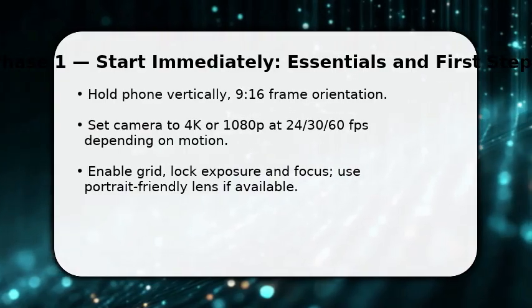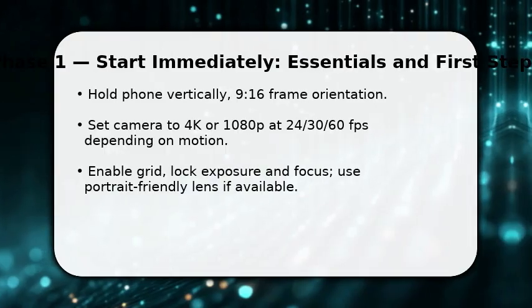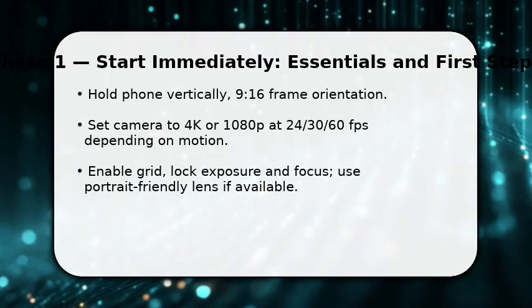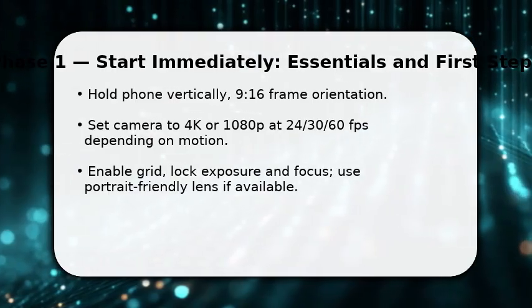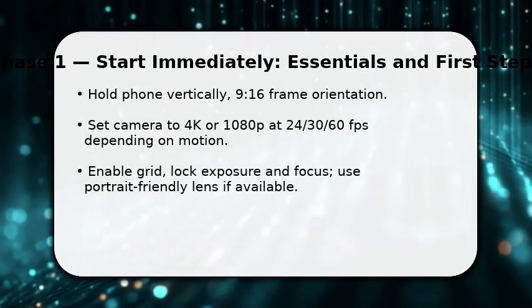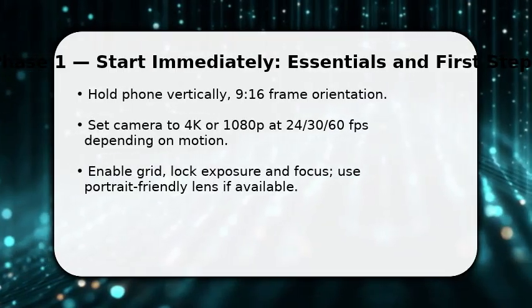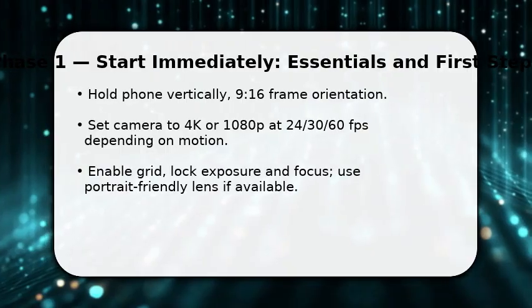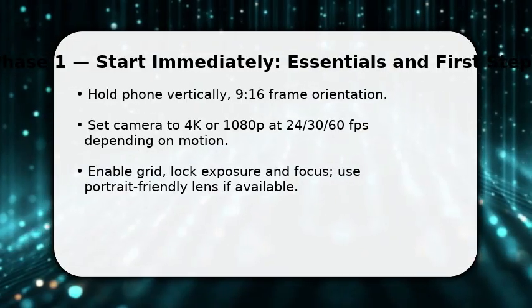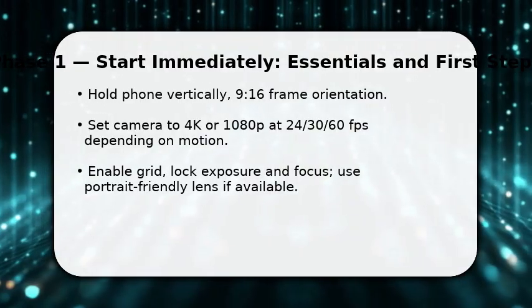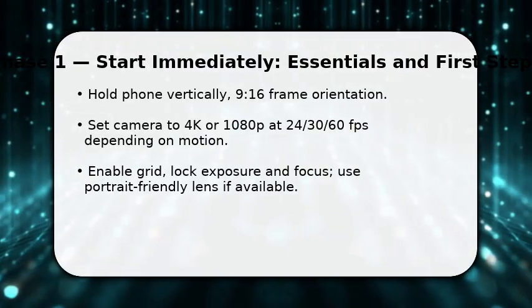First, choose resolution and frame rate, 4K for detail, 1080p for smaller files, and pick 24, 30, or 60 FPS based on motion. Once done, enable the grid to follow composition rules and lock exposure and focus to avoid shifts. Make sure stabilization is on or use a small gimbal. Using a portrait-friendly lens or smartphone macro will keep your subject crisp and centered.